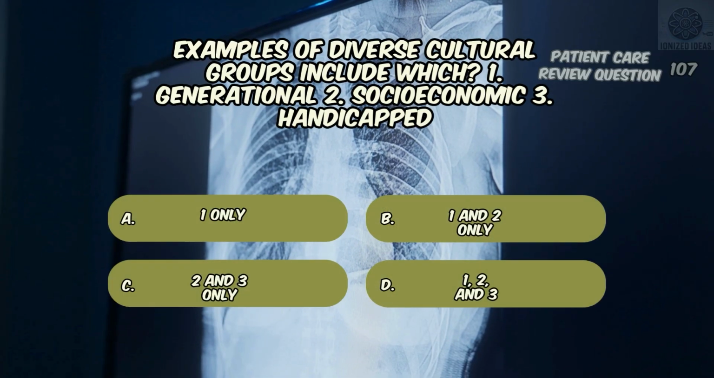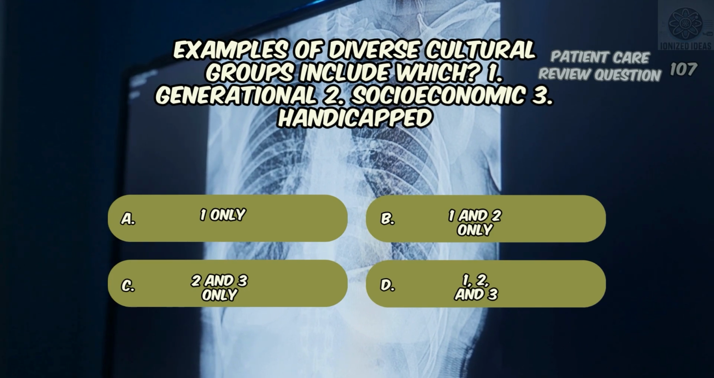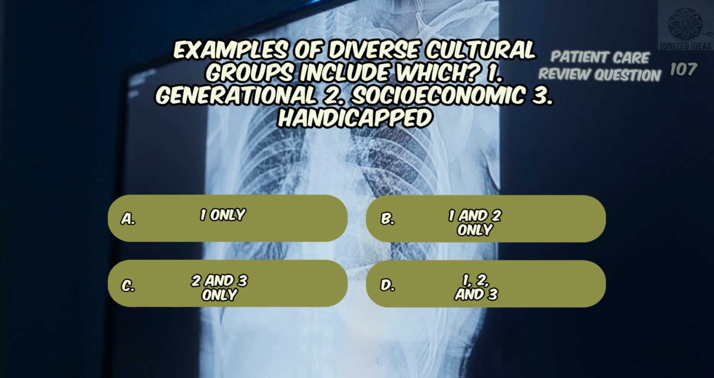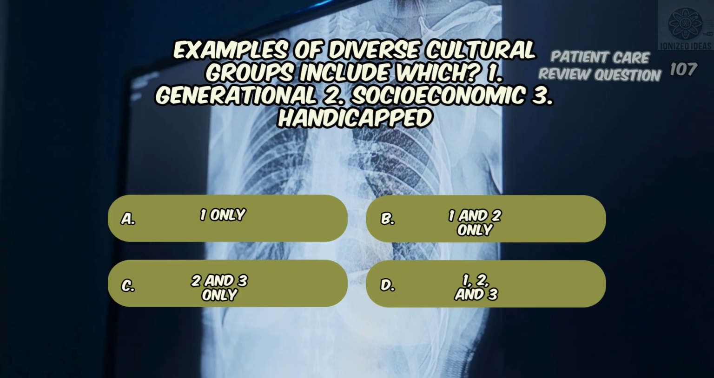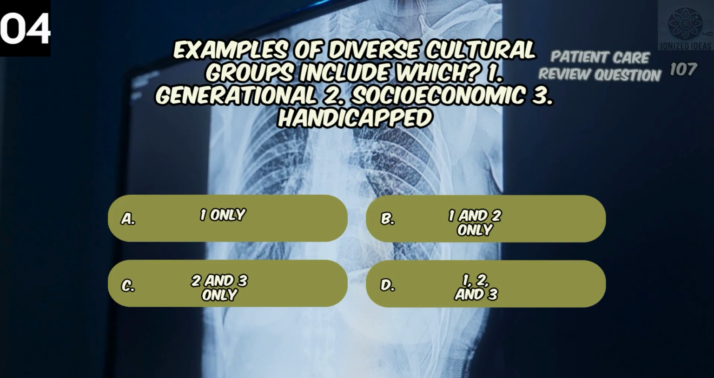Examples of diverse cultural groups include which? 1. Generational 2. Socioeconomic 3. Handicapped. A. 1 only, B. 1 and 2 only, C. 2 and 3 only, D. 1, 2, and 3.